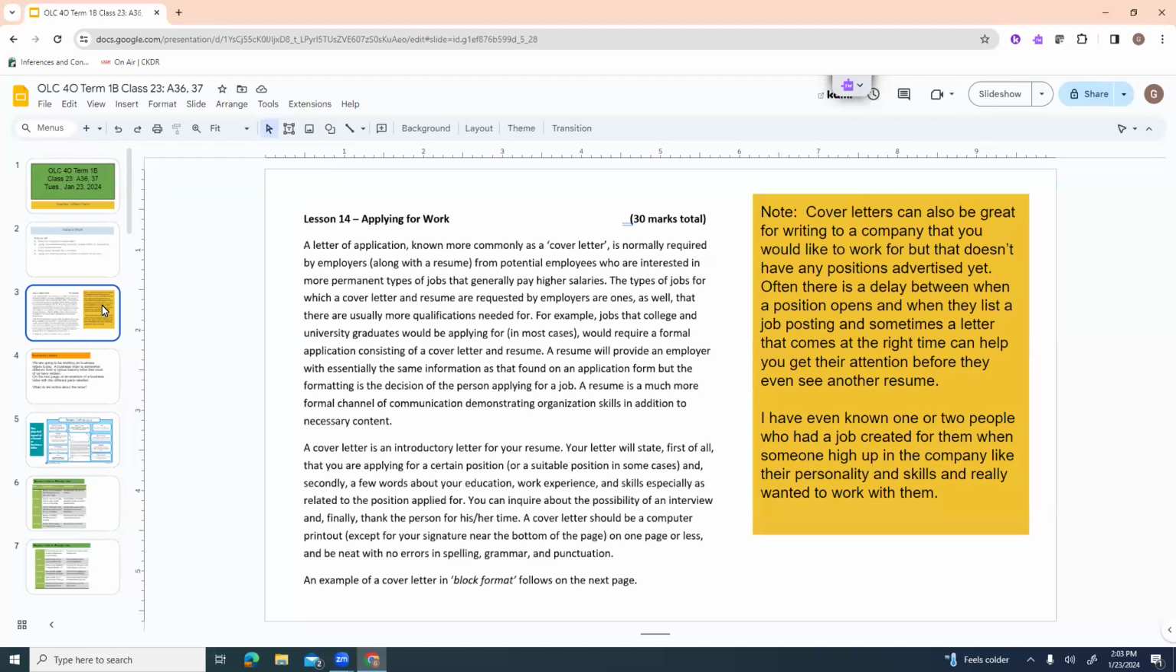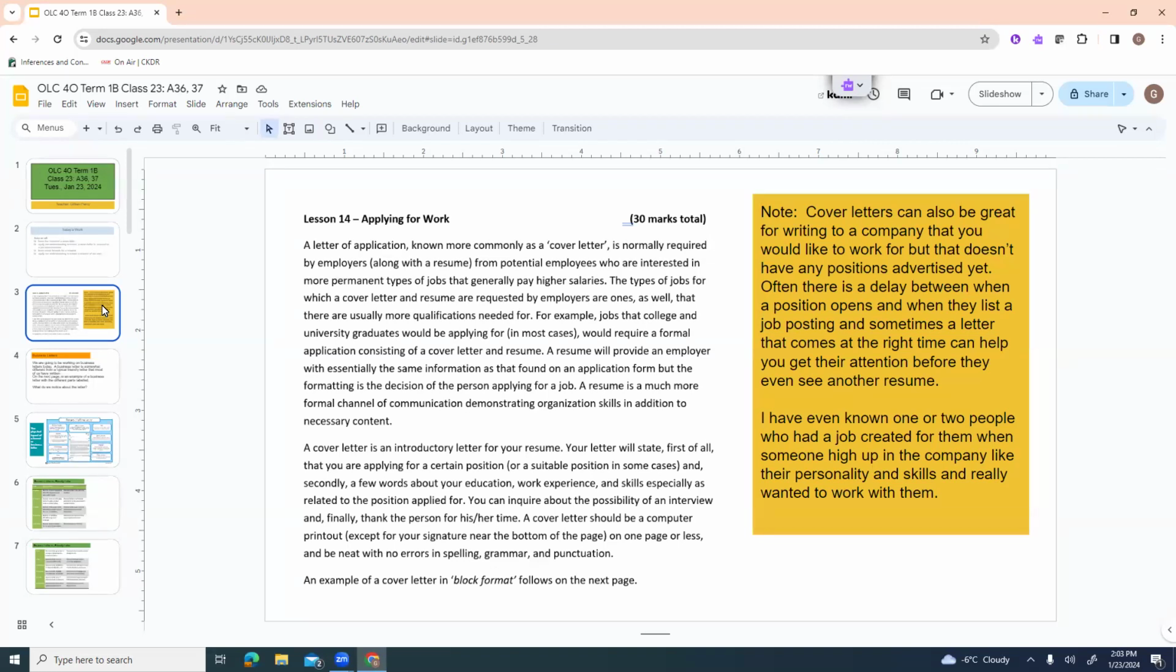A lot of times people don't change their resume much, but if you've done a lot of different jobs, certain skills on your resume may be more important for one job, and you may want to highlight other work experiences for a different job. So having a cover letter allows you to specialize what you want employers to notice, basically. You can also inquire about the possibility of an interview, and finally, thank the person for his or her time.